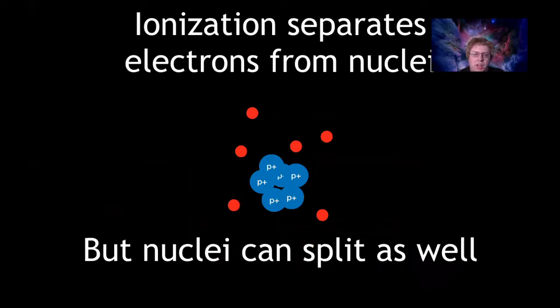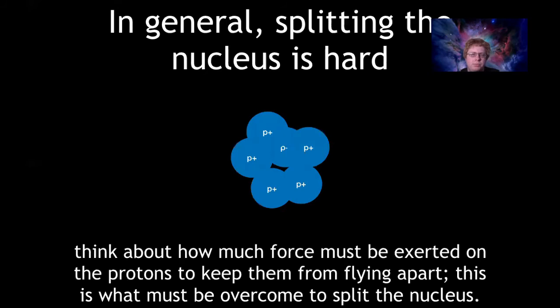So the process of ionization can split apart atoms, but it turns out this isn't the only thing that can happen. If you add more and more energy, it turns out that nuclei can split as well. So instead of just having an electron get shot off from this atom, you can actually have a nucleus become split and lose a proton or a neutron. In general, this is much harder than it is to ionize something or even to break apart a molecule. Just think about how much force must be holding these protons together.